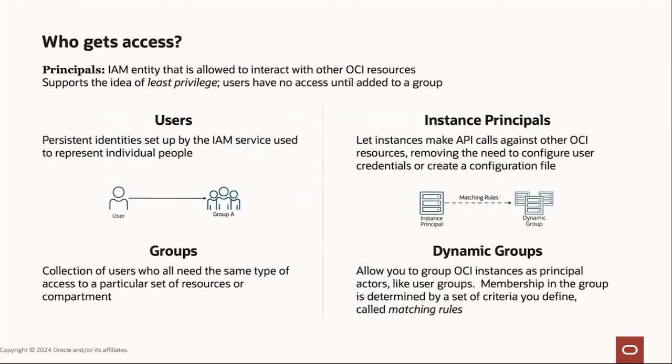So who gets access? When you're granting access, you're always granting it to a group of users. You can't grant access to a particular user. That user has to be part of a group, because this is part of the policy format. So you have these types of users and groups. Another type that you have is instance principals. This is where you can make your compute resources or instances able to make API calls against your other OCI resources. This would then be part of a dynamic group. So you have your regular groups of users, but you also have your dynamic groups with instances to make API calls against your different resources.